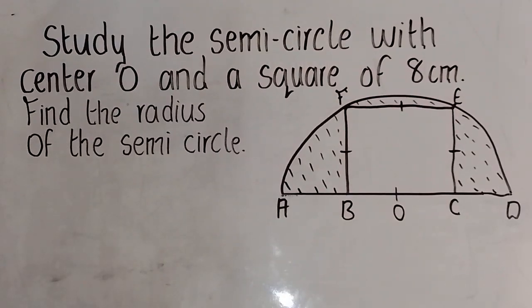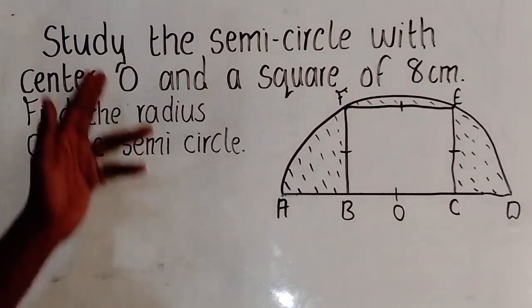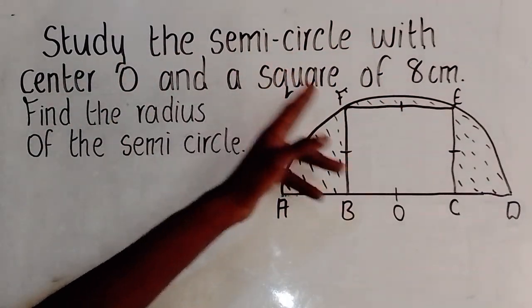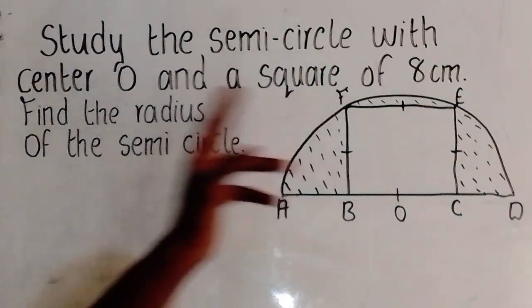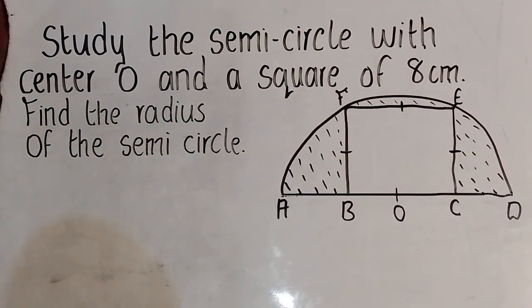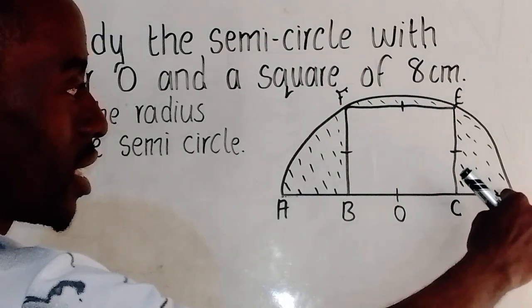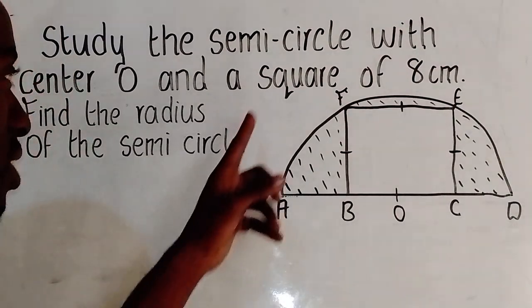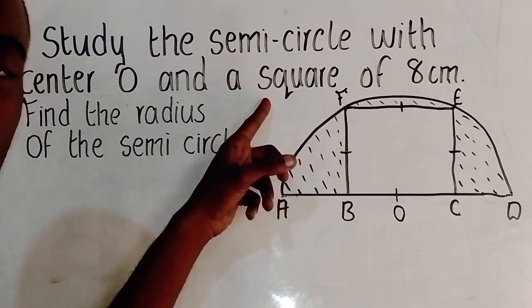Okay, so we have a mathematics question that says: study the semicircle with the center O and a square of 8 centimeter. Find the radius of the semicircle. Now, when they say semicircle, it simply means half of the circle. So this you see here, it is half of the circle. Now, within the half of the circle, there is also a what? A square, which is a quadrilateral.